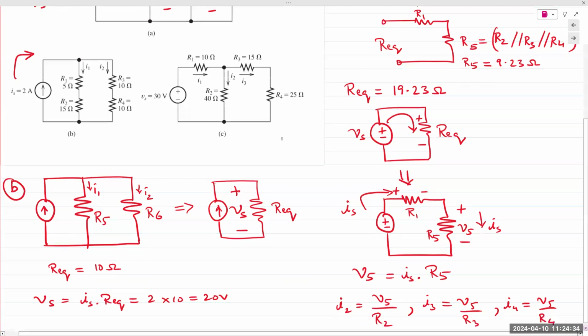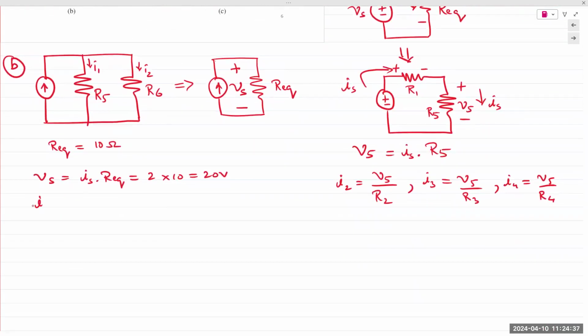So the equations required would be I1 is Vs over R5 and I2 is Vs over R6. 20 divided by 20 gives you 1 amp in both branches. Does everyone see that? Right. All right. Any questions? Questions at all?